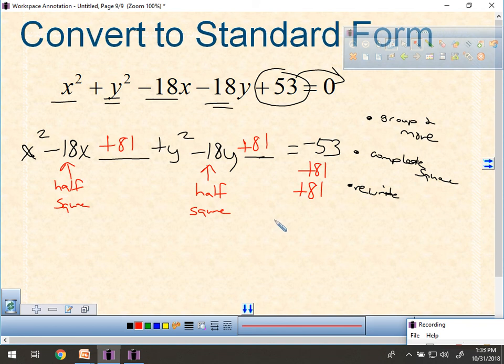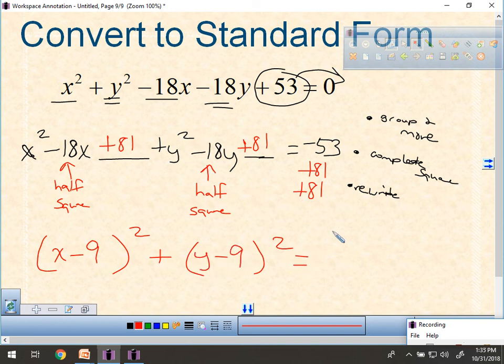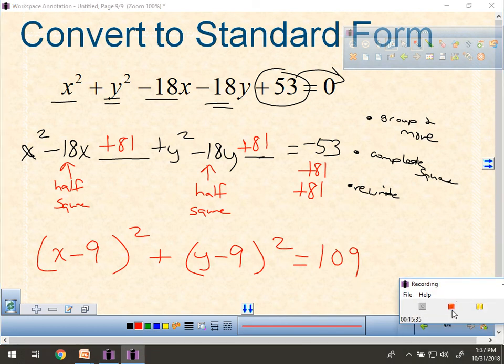And so now all you got to do is just rewrite it. So I'm just going to rewrite it with two sets of parentheses. So here's what I'm going to have. First set, half of negative 18 is negative 9. The second one, half of negative 18 again is negative 9. And then add them together, and over here you should get 109. And that would be your answer for that one.